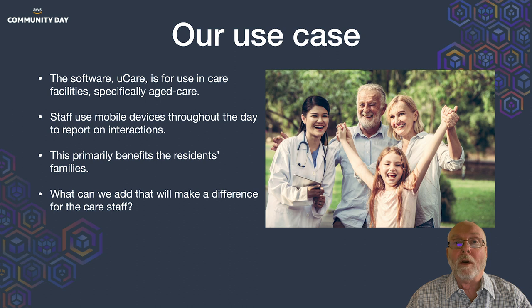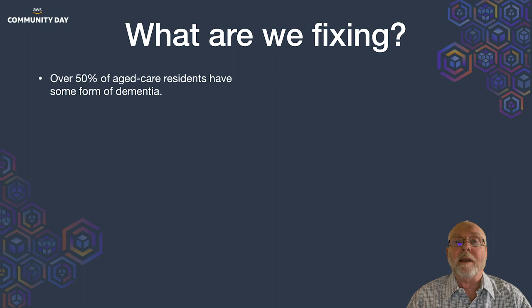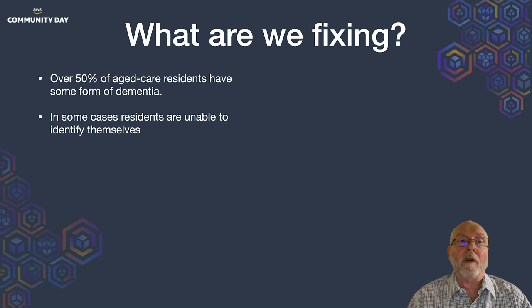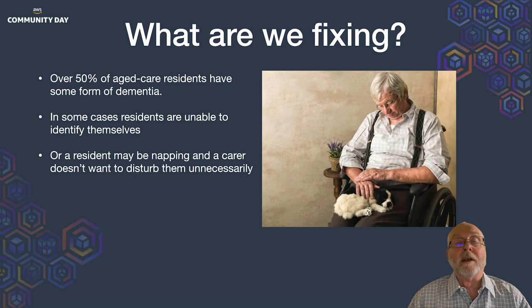If a carer is going to be carrying a device, there has to be a way that we can add value to their work. It's an unfortunate fact that the majority of residents in aged care facilities are affected by dementia to varying degrees. In some cases, this leaves a resident unable to identify themselves to a carer. And if the carer doesn't already know a resident's name, it can lead to uncomfortable interactions. This is where our use of facial recognition comes in. It allows a carer to identify a resident if the resident can't identify themselves. Or perhaps they're napping and the carer doesn't want to disturb them.